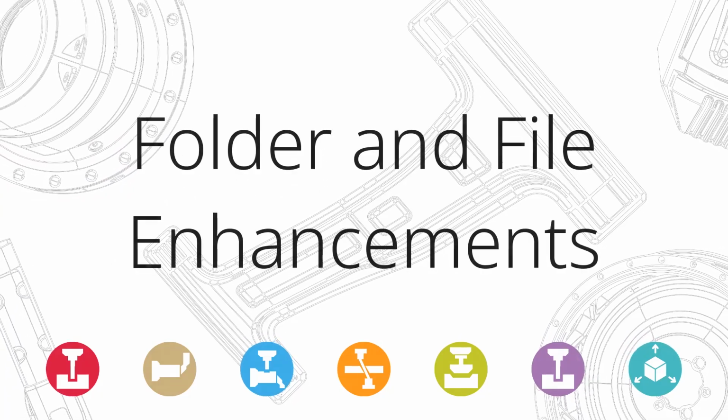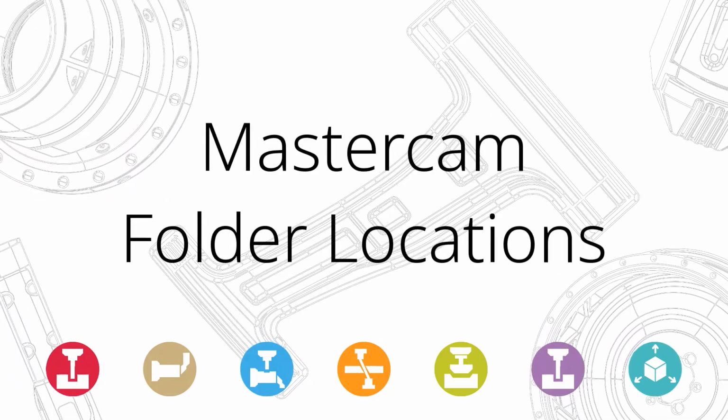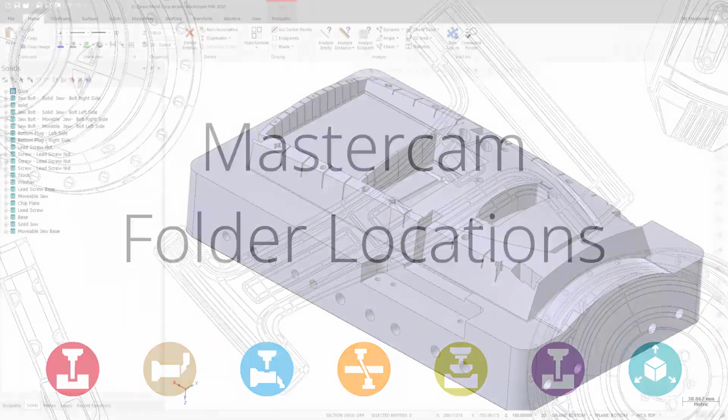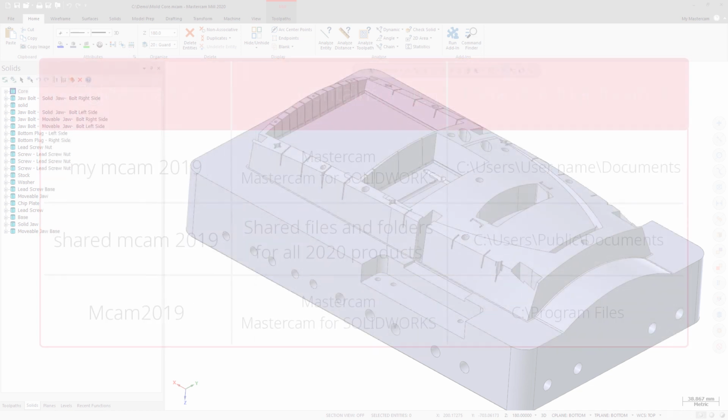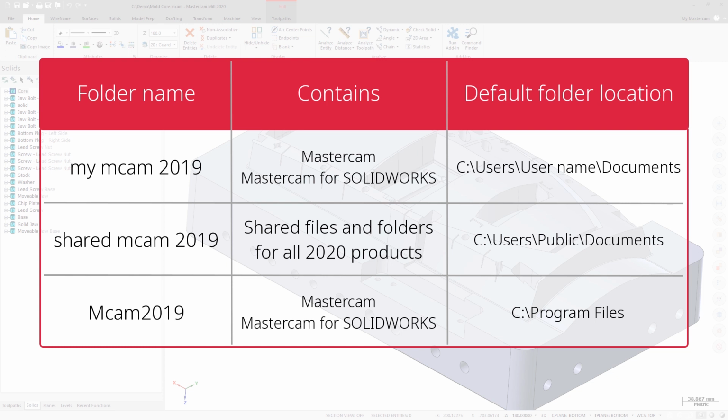Changes have been made to certain file types and folder locations for Mastercam 2020. In previous versions, Mastercam used the following default names and locations for installed folders. For Mastercam 2020, the file structures have changed. If you have Mastercam and Mastercam for SolidWorks installed, both products now use the same root folder.